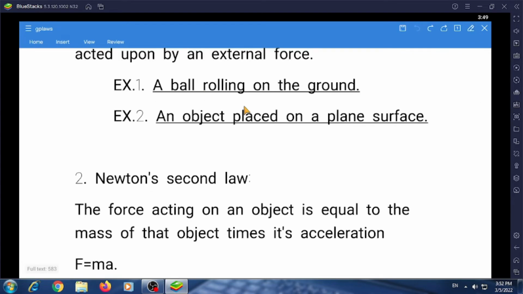Here are two examples of Newton's first law. A ball rolling on the ground, if there is no resistance force applied, it will keep rolling. If there is no external force, then we couldn't stop the ball. And second, an object placed on a plane surface will stay at rest until we apply any force.